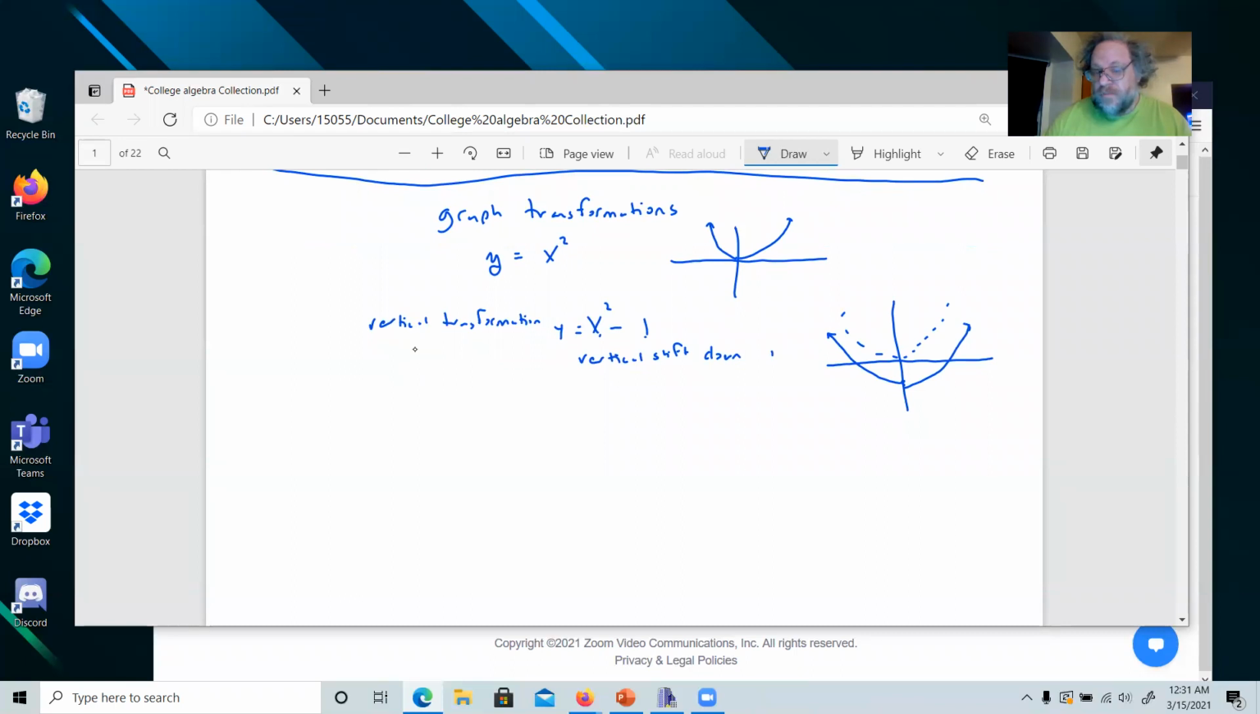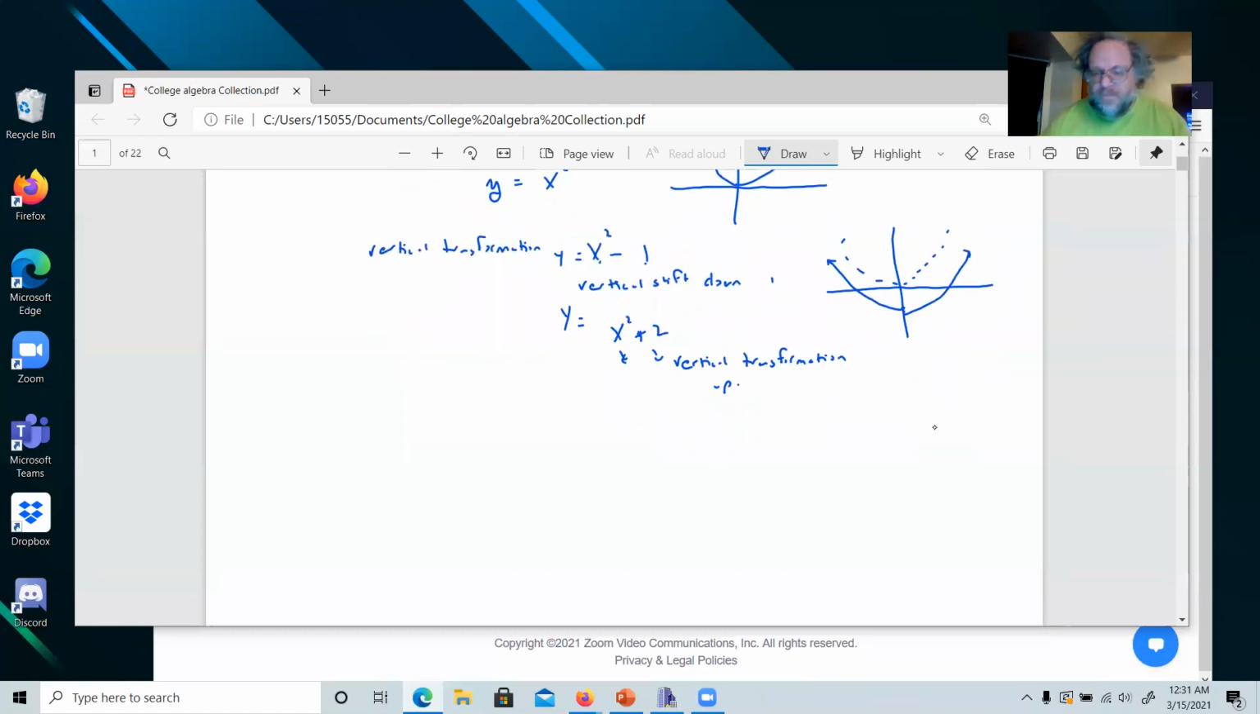If we wanted to move it up, that would be okay too. If we have y equal to, say, x squared plus 2, this is a vertical transformation up. Okay, so I'll say a couple of words about that.